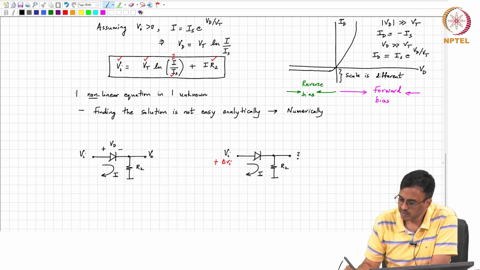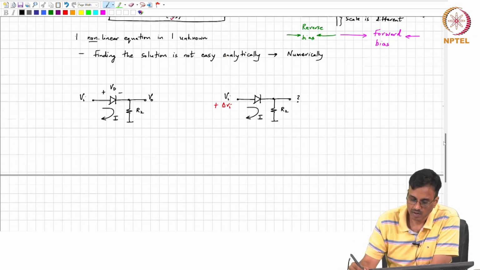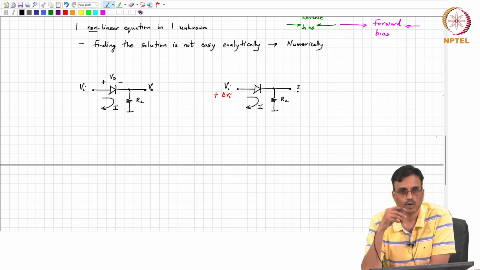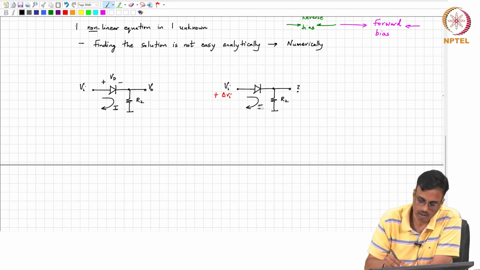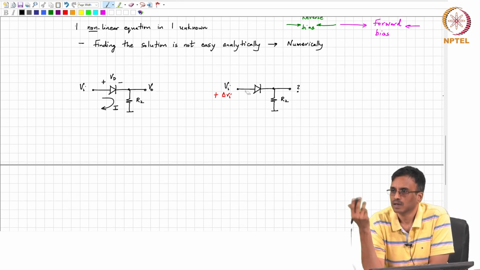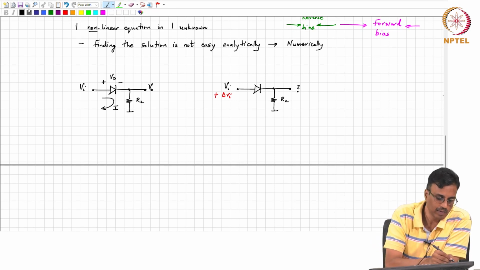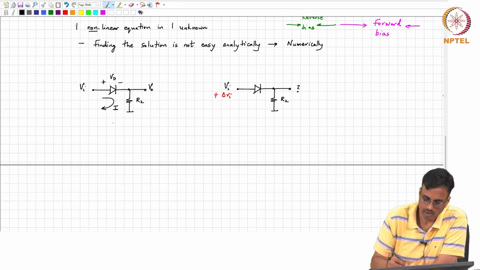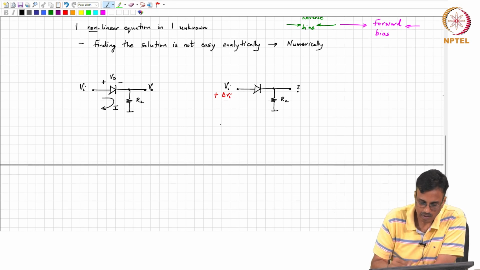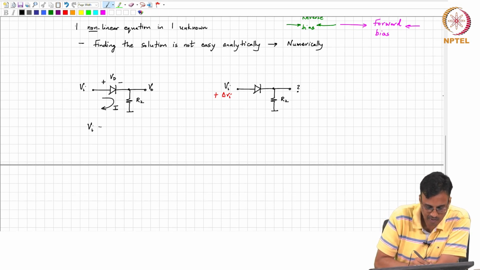Alright. What is the simplest way, or rather I would say, what is the dumbest way of doing this? The most straightforward way is to write Kirchhoff's law again. In the earlier case, remember that Vi was nothing but Vt ln(I over Is) plus I R2.